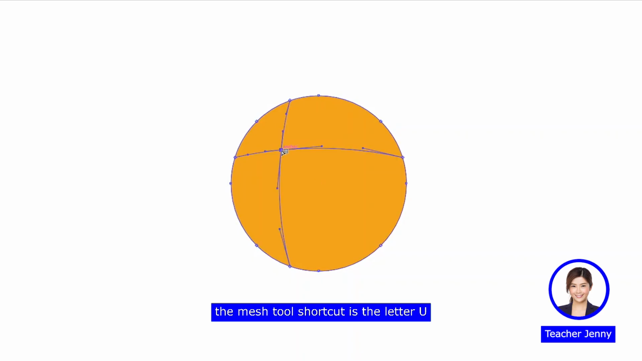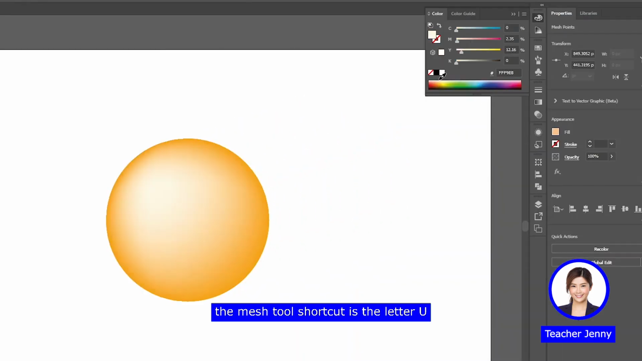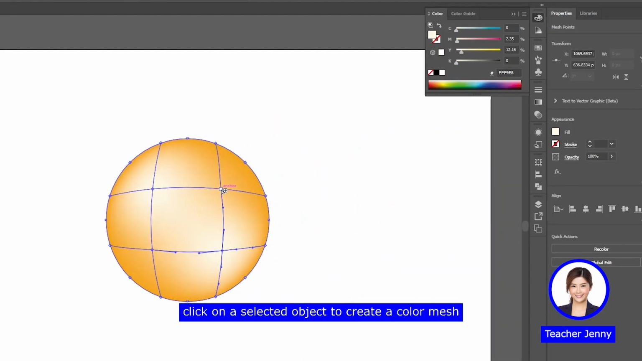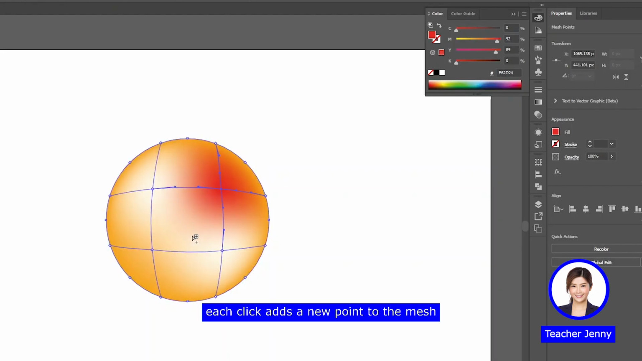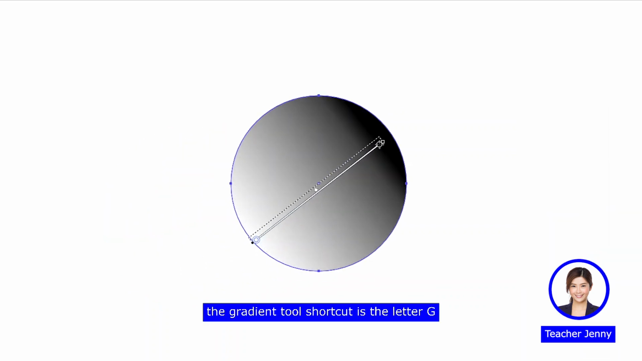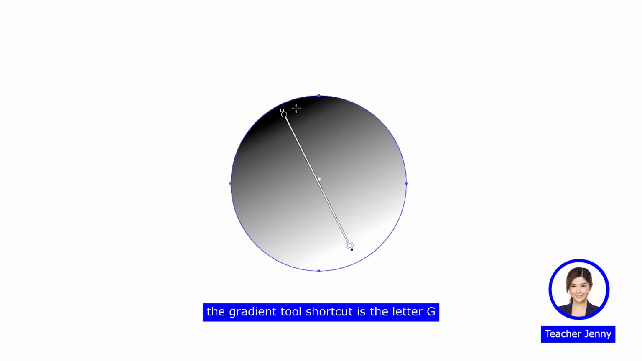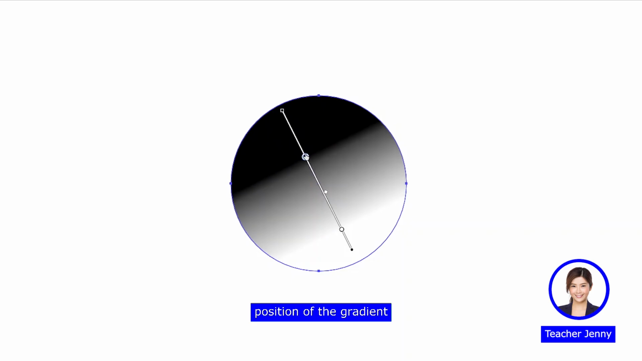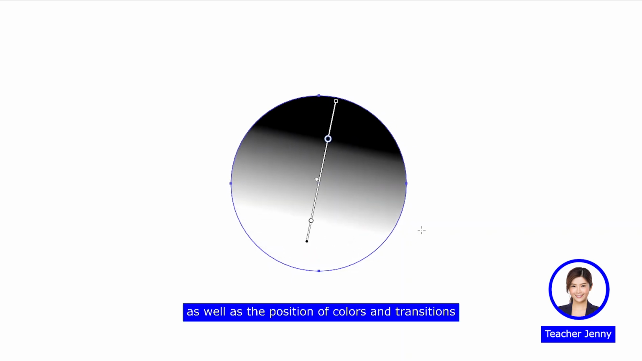The Mesh tool, shortcut is the letter U. Click on a selected object to create a color mesh. Each click adds a new point to the mesh, which can be painted a different color. The Gradient tool, shortcut is the letter G. Click and drag on an object that is painted with a gradient to adjust the angle and position of the gradient, as well as the position of colors and transitions.